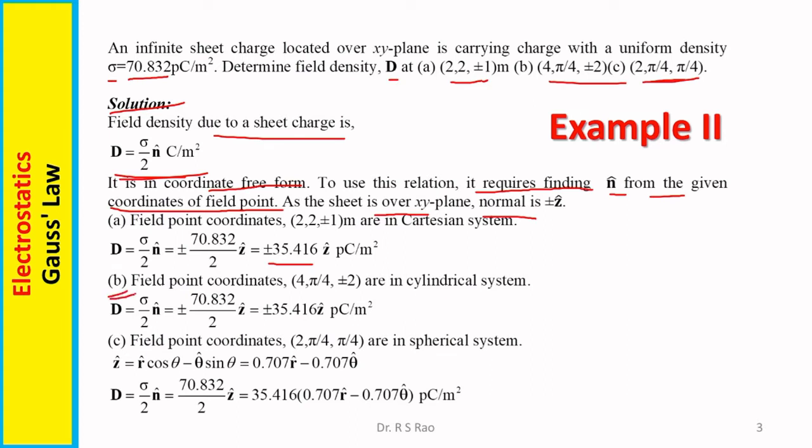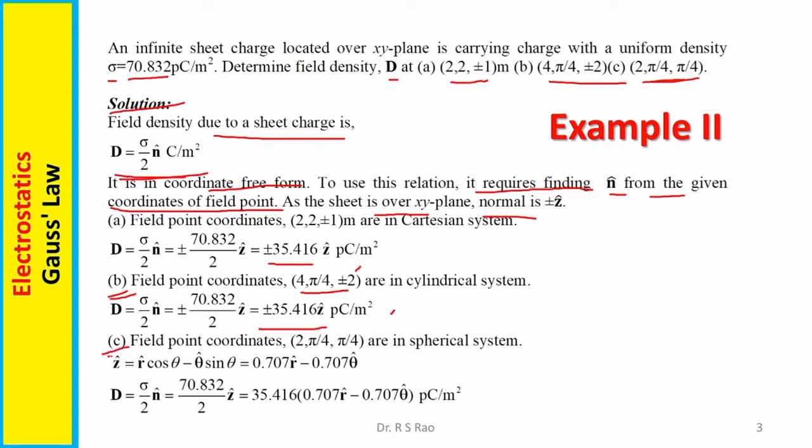Now let us go to B. Note the density, magnitude wise, is constant; it depends only on sigma. Direction is normal. So it is distance independent. So field point coordinates in case of B are 4, pi by 4, z equal to plus or minus 2. So substituting results in plus or minus 35.416 z cap picocoulombs per meter square.